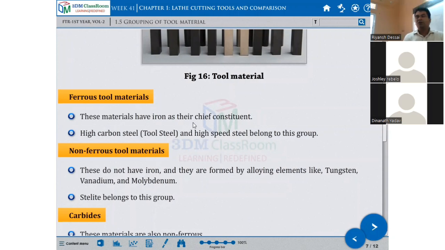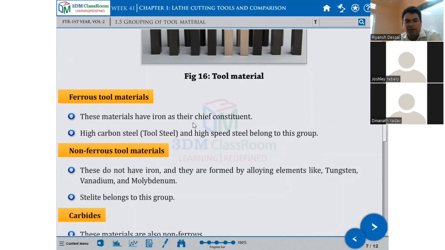So how many ferrous tool metals are there? There are three. All iron-containing cutting tools come under ferrous. For example, high carbon steel, which you can also call tool steel, and high speed steel. High speed steel is costly, but iron is present in it, and cobalt and tungsten are mixed in to make the high speed steel.